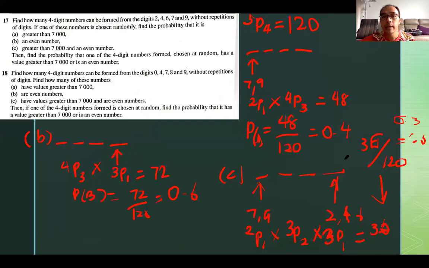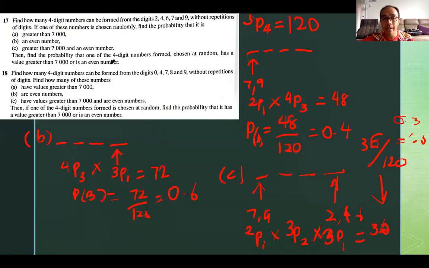So again, this is how we use permutation and probability together. Okay. Kind of the most difficult kind of question in this particular section. But we're not done yet. Then find the probability that one of the 4-digit numbers formed, chosen at random, has a value of greater than 7,000 or is an even number.